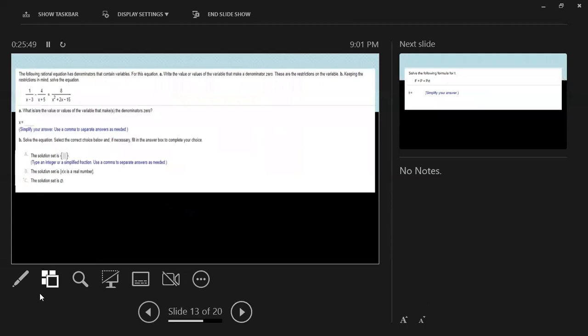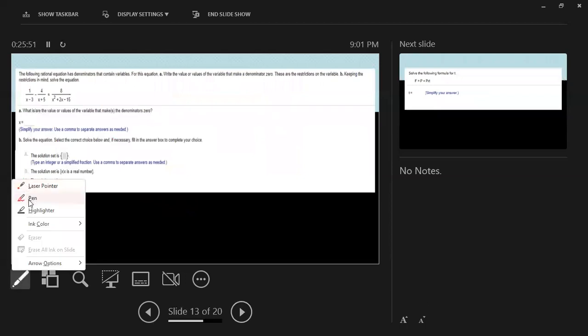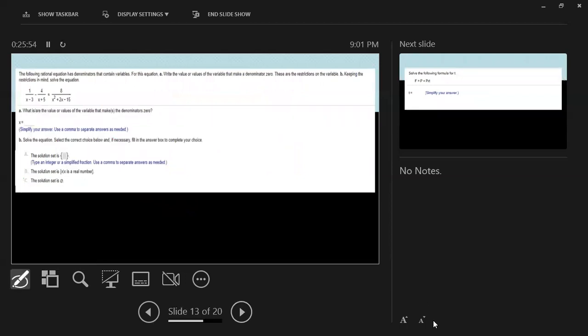All right, so for this particular item, it says the following rational equation has denominators that contain variables. For this equation, write the value or values of the variable that makes the denominator 0. And then these are the restrictions on the variable. And then keeping the restrictions in mind, we want to solve the equation. Here we have, as you can see, the quantity x subtract 3. And then we have x plus 5.